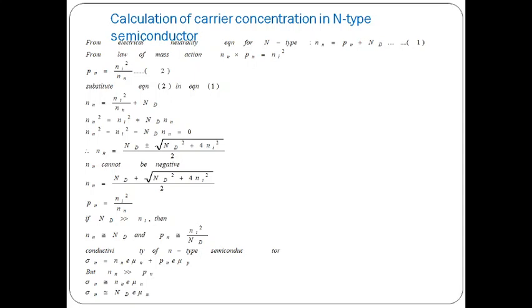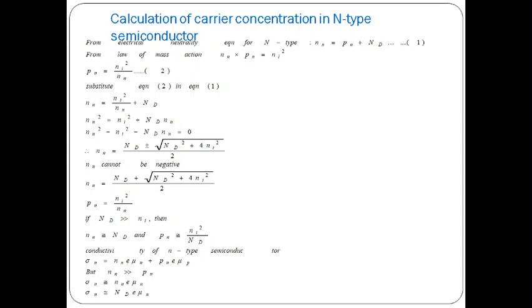Nn equals Pn plus Nd. Here Nn indicates the free electron concentration in the N-type material. Pn indicates the hole concentration in N-type material. Nd indicates the donor concentration. Here we are considering Na equals 0 because in N-type semiconductor acceptor concentration is 0. So this is equation number 1.